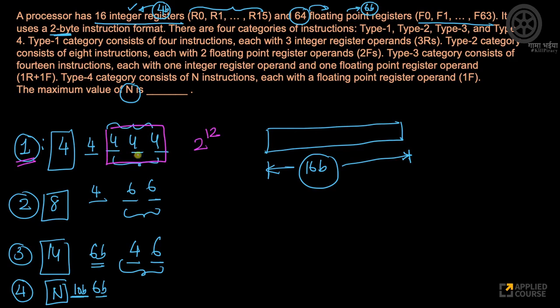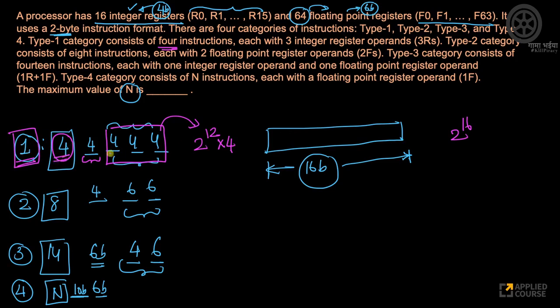These address bits can be any addresses. This could be register 1, register 4, any register. And these are integer registers, that's why they're 4 bits long. So you could have 2 power 12 possibilities here. And for these 4 bits, there are only 4 type 1 instructions. So the total number of type 1 instructions is 4 into, how many possibilities? Of the total 2 power 16 combinations that I can have here, 4 into 2 power 12 will correspond to type 1, because there are 4 type 1 instructions.